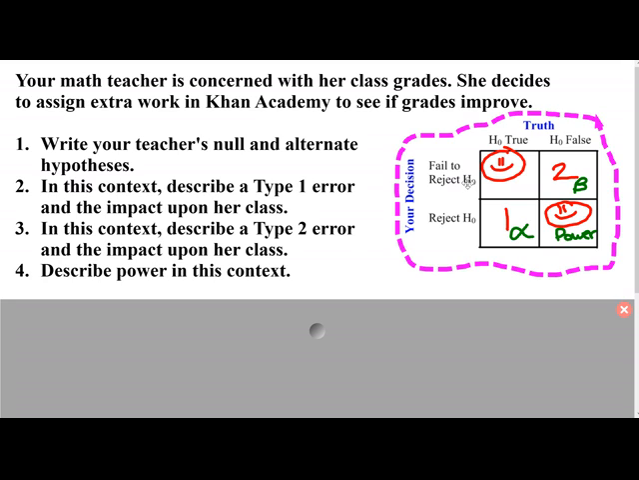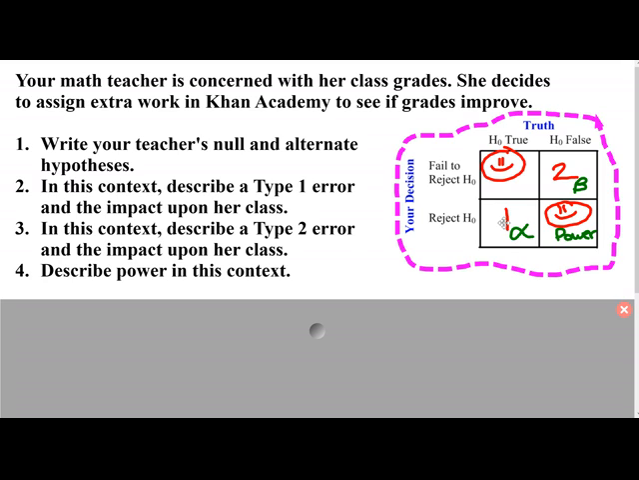And then you're going to make a decision to either fail to reject that null hypothesis or reject it. So the two places where there's smiley faces, those would be happy zones. In this case, the null is true and you fail to reject it. So that's a good thing. You want that to happen. Or if the null is false, you want to be able to reject the null hypothesis. So there's two types of errors.